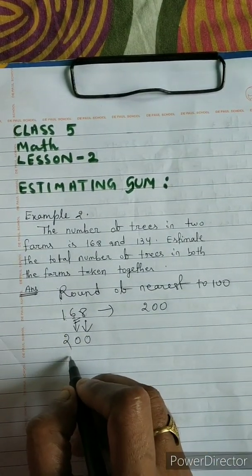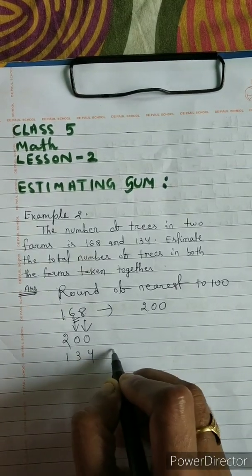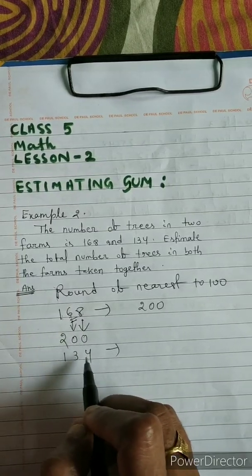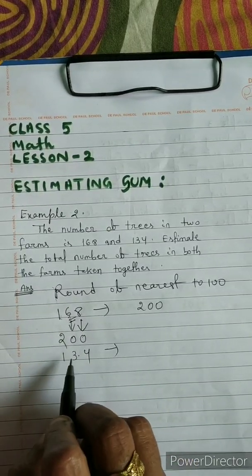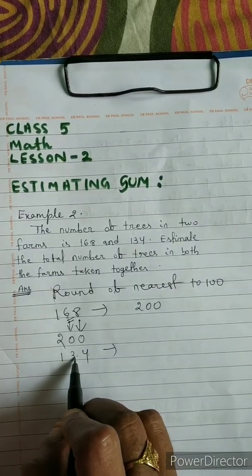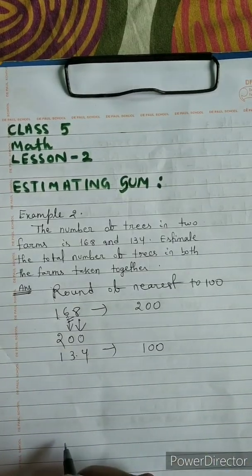Then the second number is 134. I will not explain this, children. I hope you understand. Now this digit is 3, which is less than 5, so there is no change. Both places become 0. This is 100. Okay, children.